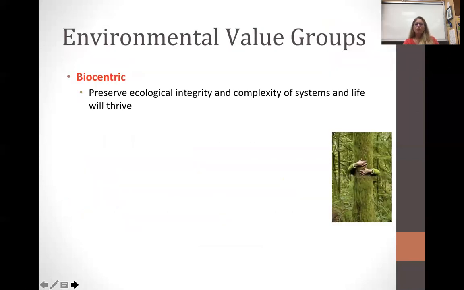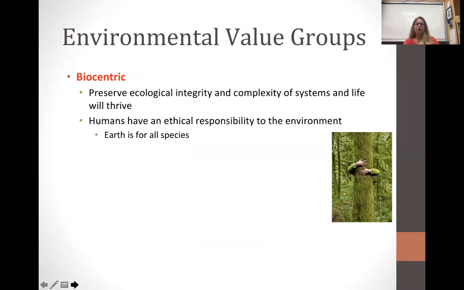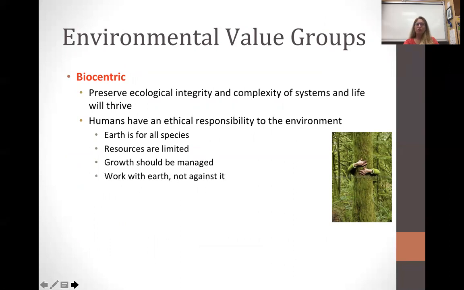Biocentric: preserve ecological integrity and complexity, and all of life will thrive. We have an ethical responsibility to the environment, a moral responsibility to do what's right for the environment. Earth is for all species, not just humans. There are limited resources, and we should manage human population growth. We're going to work with the earth and not against it, and we need the earth more than it needs us.